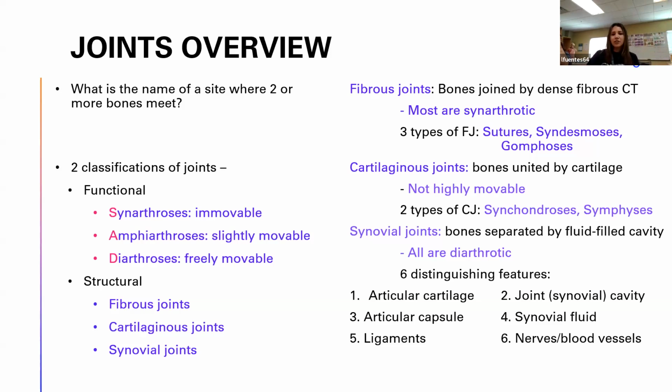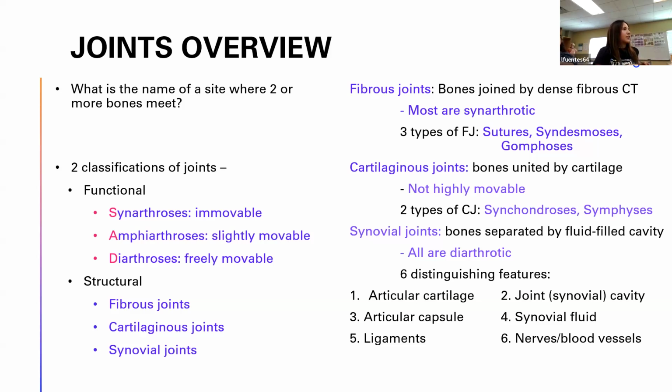So the types of cartilaginous joints are synchondrosis and symphysis. The symphysis would be like the pubic symphysis between the two os coxae of the pelvis. This can sometimes move during childbirth, so that's why it's not highly movable. During childbirth, they slide on each other to allow the fetus to pass through. Is it supposed to move? No, but sometimes they move slightly. These are cartilaginous joints.